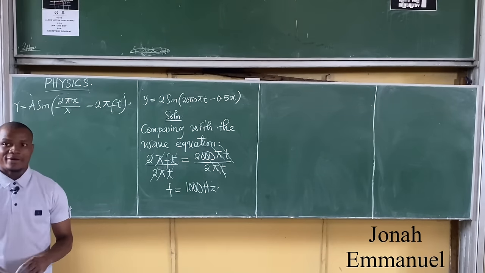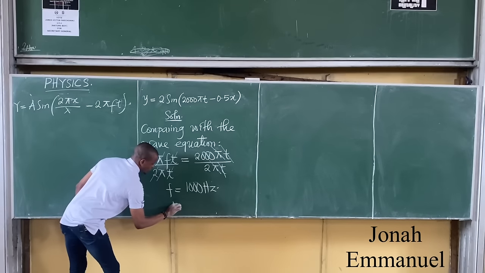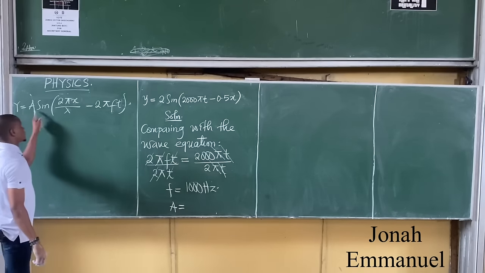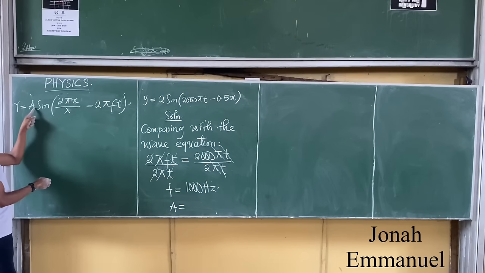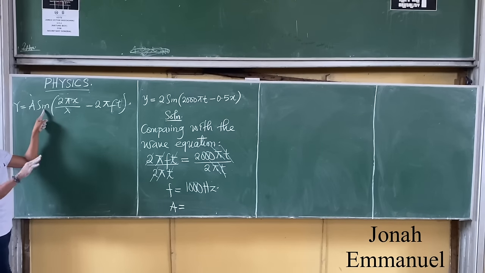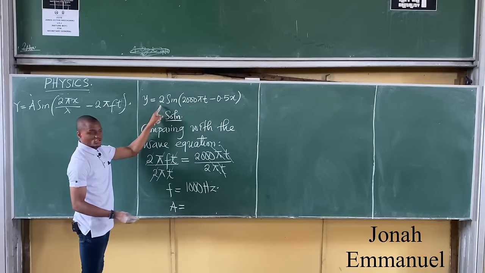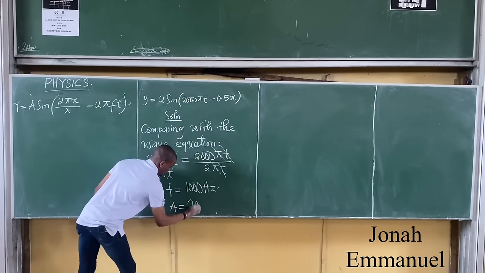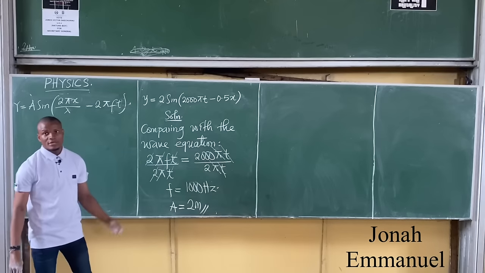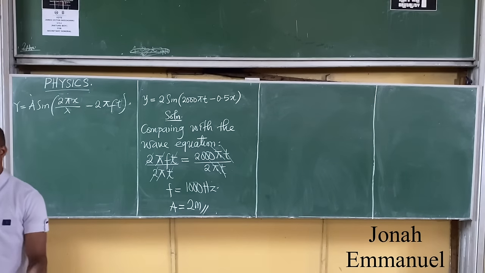Now, we are asked to calculate amplitude. Amplitude is A. Please complete this equation: what's amplitude? 2. Amplitude is simply whatever comes before sine. Compared to this, I have 2 before sine, so it becomes 2. What's the unit here? Meters. 2 meters. Simple. Let's compare the equations and solve them.